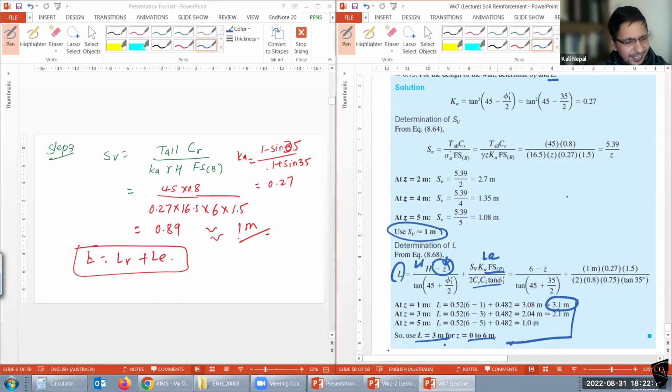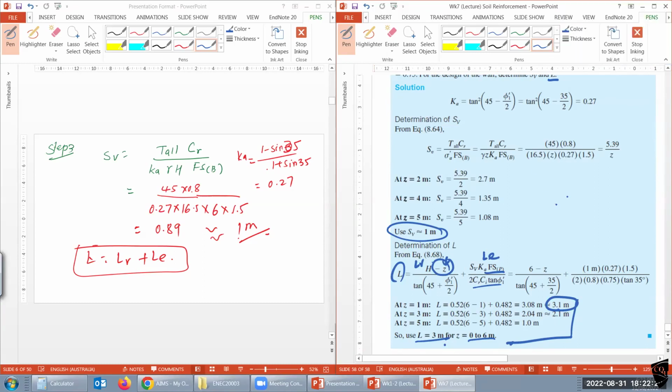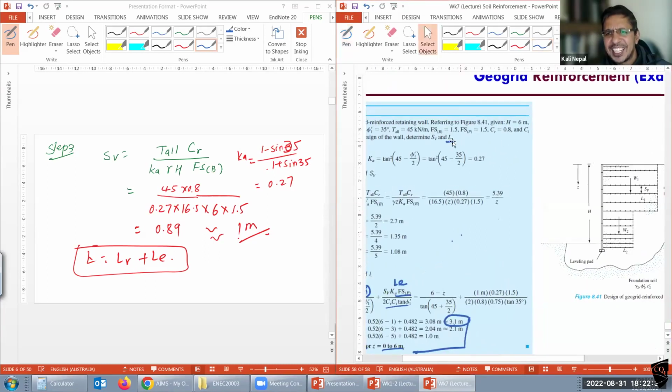What is left now? So you need to check external stability: sliding, overturning, and bearing capacity. Okay, but in this problem, it is not asked, so don't worry about that. I think they asked only for vertical spacing and length. How easy this is, right?